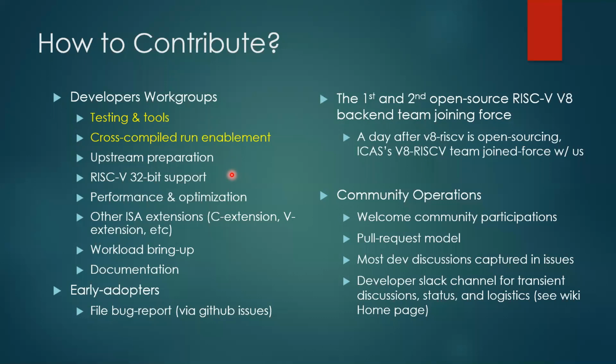RISC-V 32-bit support, performance and optimizations, and as I mentioned, other ISA extensions, especially C extensions and V extensions. Workload bring up. In fact, we felt if we could have cross-compiled run enabled in QEMU, for example, we could try Node.js. Maybe it would be okay, or maybe there are some other aspects of Node.js that are also target specific but not related to V8. But it would be an interesting workload to bring up.